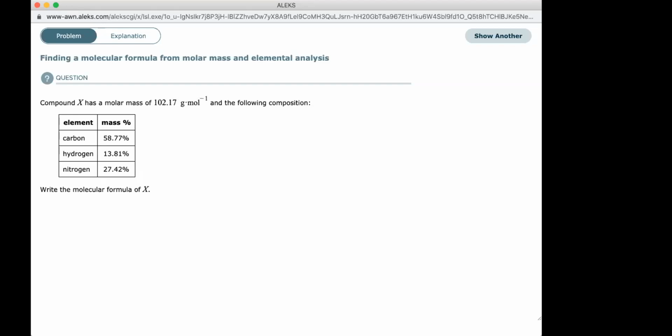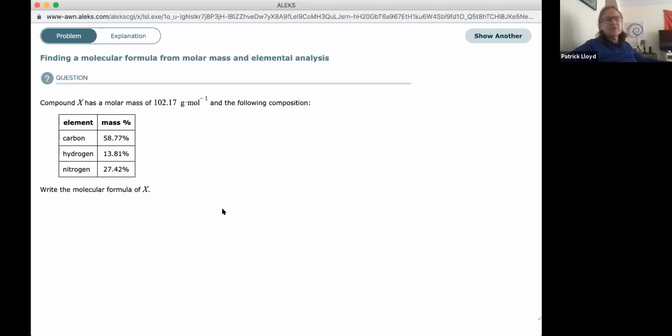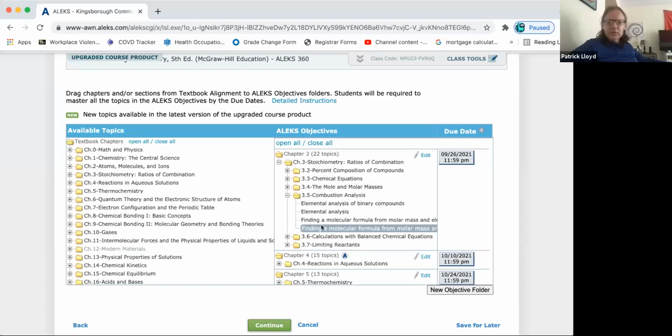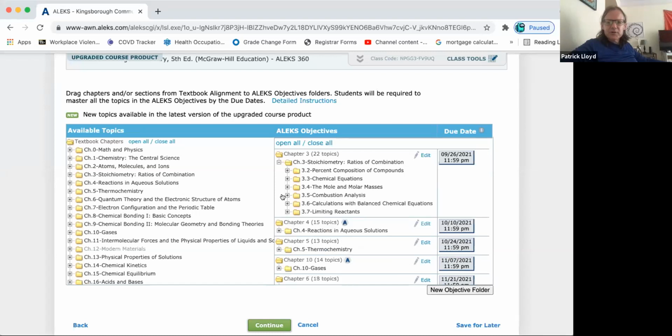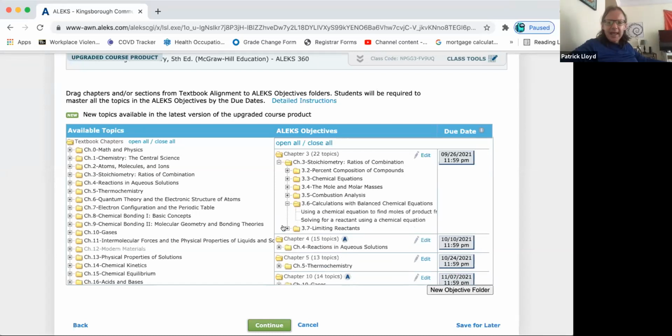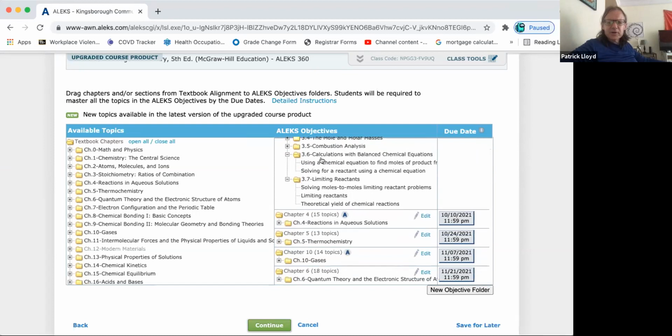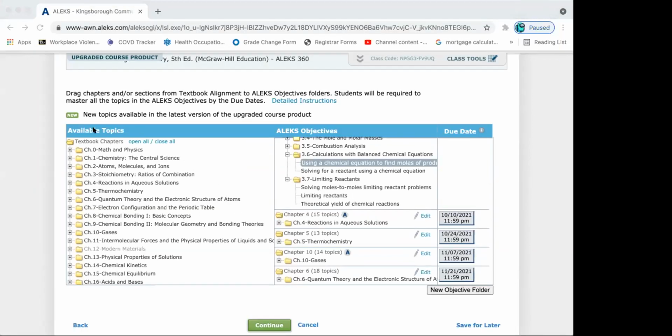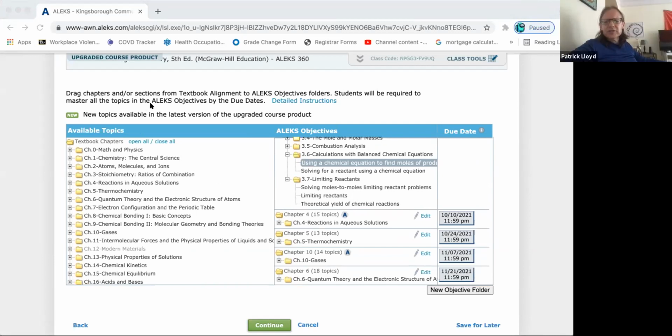Tomorrow, I'm going to go over the next subject, Section 3.6, which is calculations with balanced chemical equations. I hope to have time to do limiting reactants tomorrow as well, but at least 3.6, which is using chemical equations to do these calculations. Here's an example, right there. So that's section 3.6, and we'll go through that tomorrow. If I have time, I'll get into 3.7 as well.